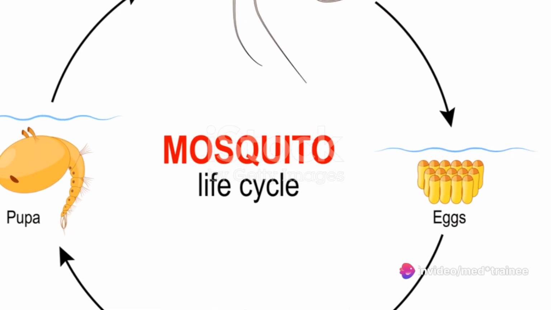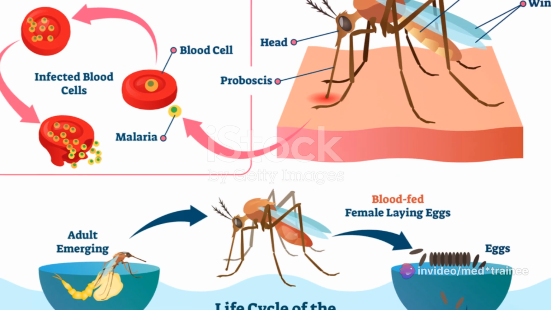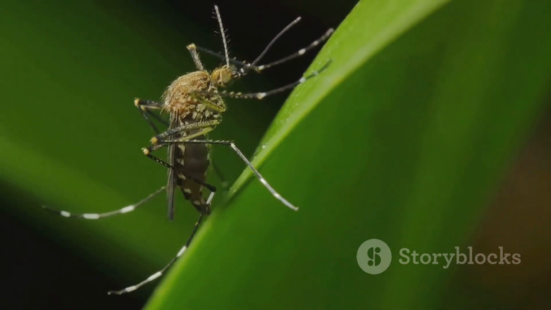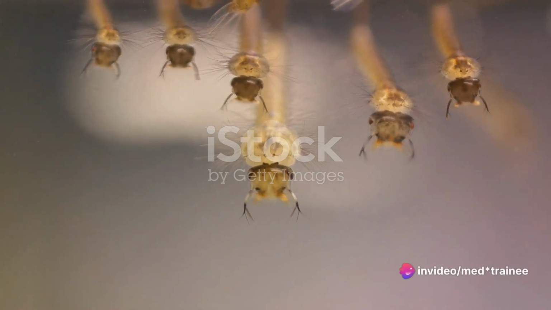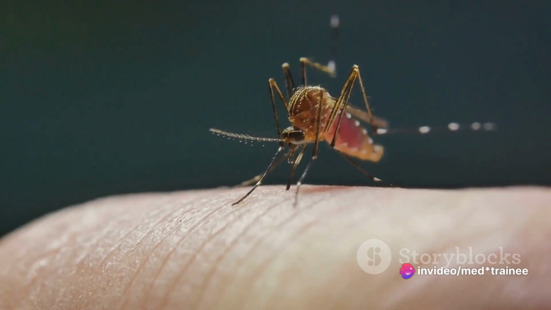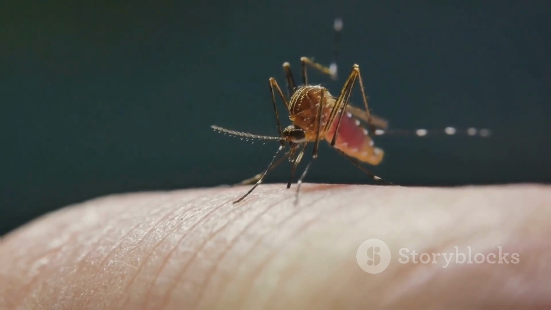Inside the mosquito's gut, the gametocytes mature into gametes, fertilize, and form a zygote. The zygote becomes an ookinete, which penetrates the mosquito's gut wall and forms an oocyst. Inside the oocyst, thousands of new sporozoites are produced. When the oocyst bursts, the sporozoites migrate to the mosquito's salivary glands, ready to infect another human host.